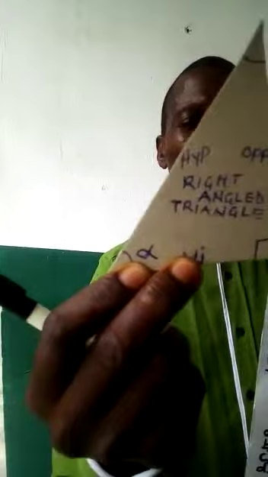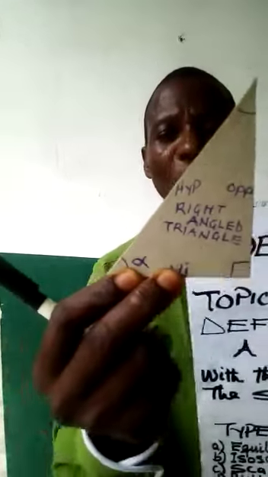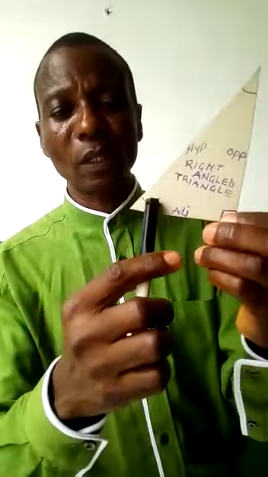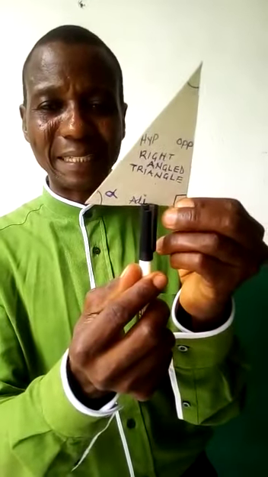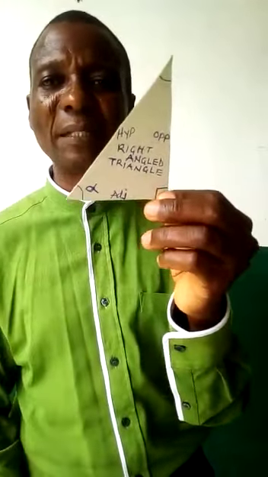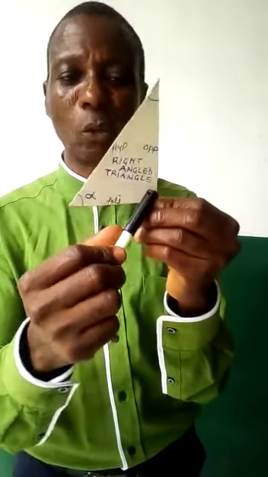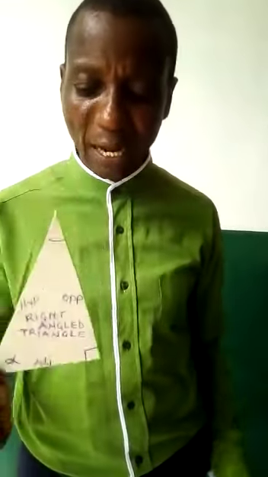Now, for the angle under consideration, you pick one angle to consider. Like I'm holding this now, this angle is under consideration. This angle, I call it alpha. The side it is facing is the opposite, while this one is the adjacent, and the hypotenuse remains unchanged. And you can see that the hypotenuse is facing this 90 degree angle. So that is the property of a right-angled triangle.